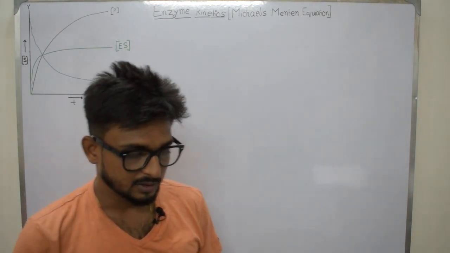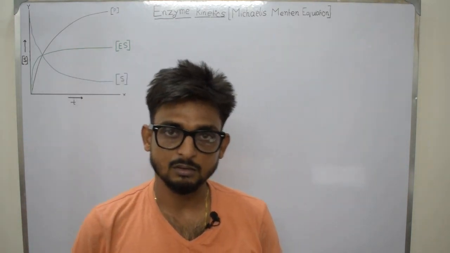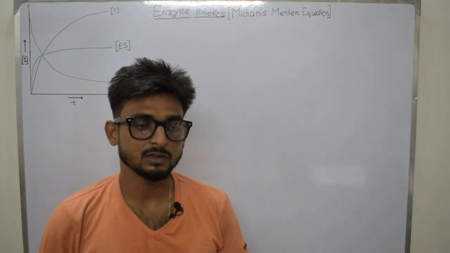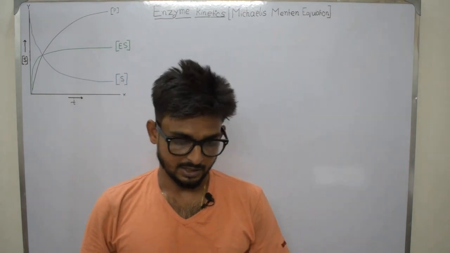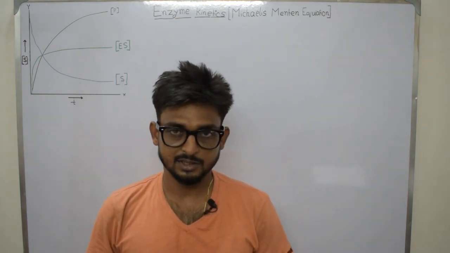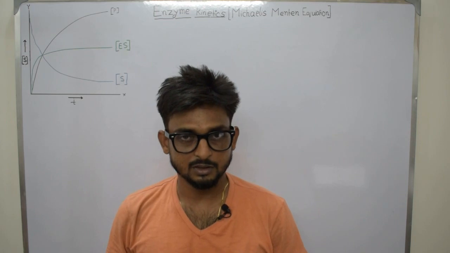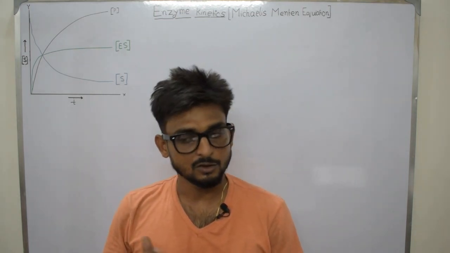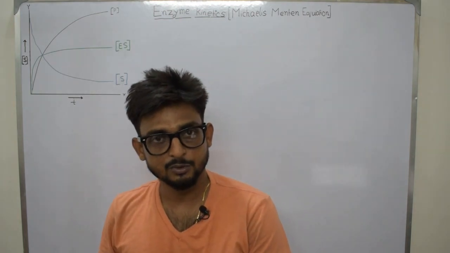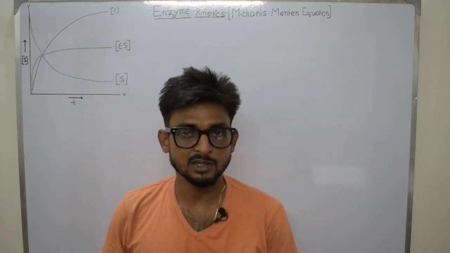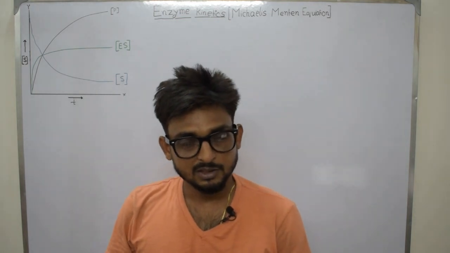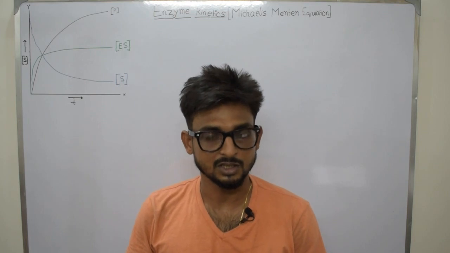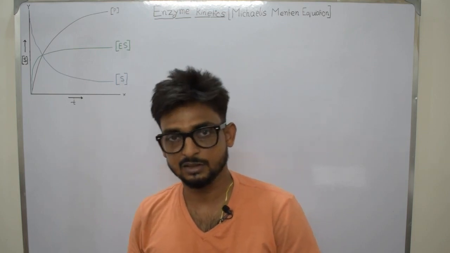Before going to the detailed process of how the Michaelis-Menten equation is derived, let me tell you the definition of enzymes. Enzymes are biological catalysts that can increase the rate of the reaction by lowering the activation energy, and after the formation of the product, which is the converted form of the substrate, the enzyme's structure and conformation are not changed. They remain constant.